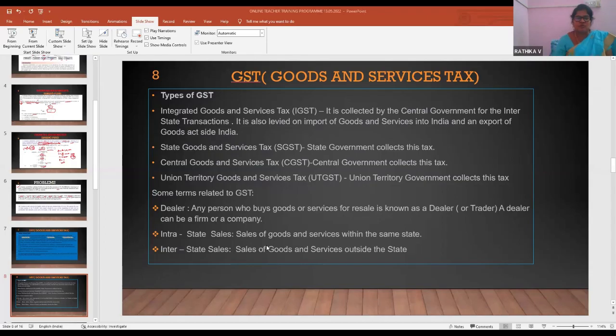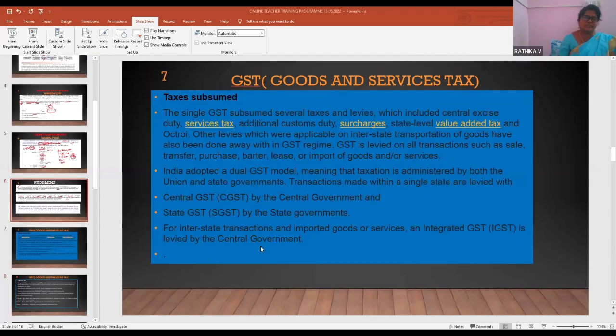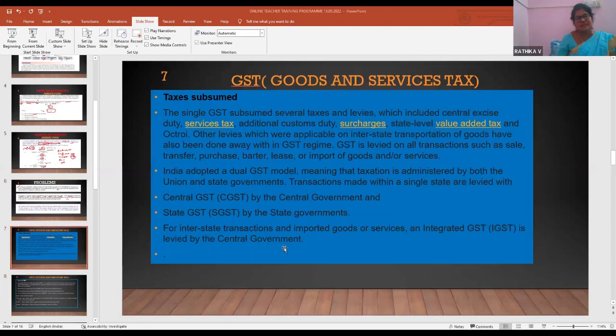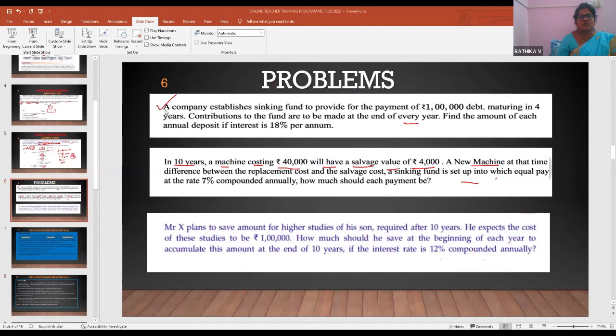Okay. So this one, I showed one example, one more question. You can try this sinking fund. All financial mathematics problems depending on simple formulas only, really they can score well. And this is the GST introduction.